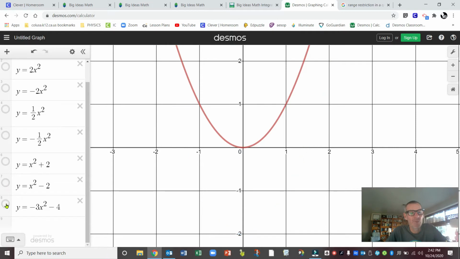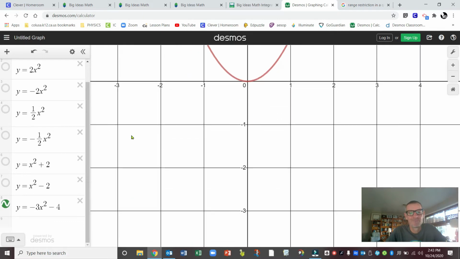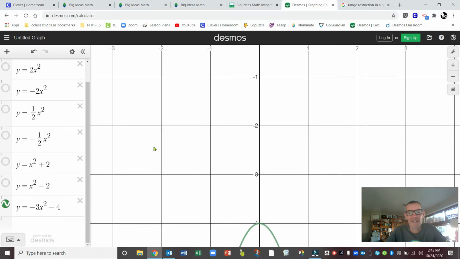The final graph we want to look at is y equals negative 3x squared minus 4. Here's what we know. We have an a value of negative 3. The negative sign will cause it to open down. The 3 will cause it to be a vertical stretch, and it will look narrower than the parent function. And the 4 will cause the y-intercept to be negative 4. In this problem, it will also cause the vertex to be at 0, negative 4. So there's our graph right there.